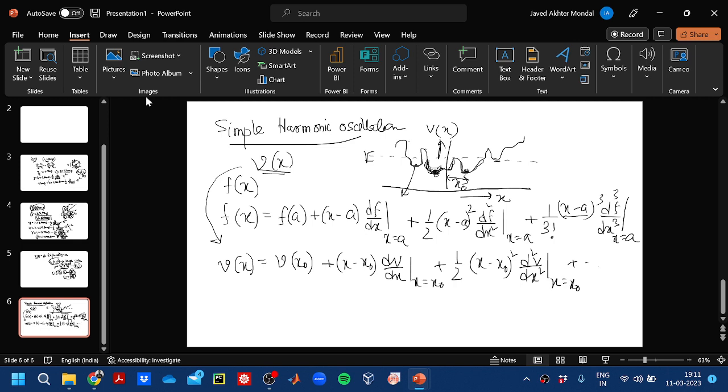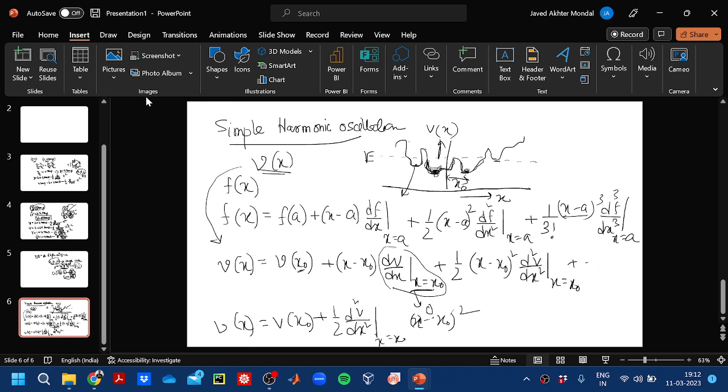Now, if x0 is a local minimum, then the derivative of this potential at that point must vanish. So it will be 0. If this is 0, then we can write V(x) as V(x0) plus one half d2V/dx2 at x equal to x0 times (x minus x0) squared.